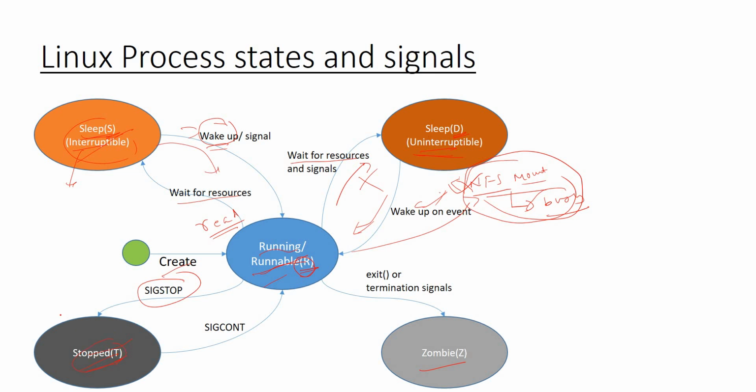We can also terminate this process by sending another signal, SIGKILL, or we can continue the process by sending a SIGCONT signal. And if the process is running or runnable, and if the process is completed, this will send an exit function to the kernel. So in that case, initially the process will be moved to the zombie state.